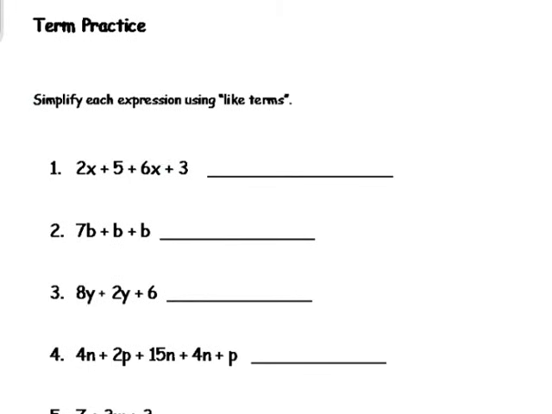Let's look at a few more examples. Here we have 2x plus 5 plus 6x plus 3. So we have 4 different terms. We have a 2x and we have a 6x, so we could combine that. They share the same variable. That would be 8x. And then we have 2 numbers which we could combine, which would give us 8. 8x plus 8.